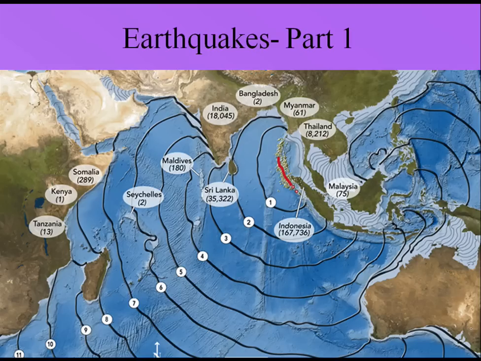Earthquakes, Part 1. This map represents the most devastating earthquake in our lifetime. It was the 2004 Sumatran earthquake. It started at a subduction zone here at the Sumatran Trench and produced a tsunami that resulted in as much as 227,000 deaths. Luckily, earthquakes of this magnitude are rare.